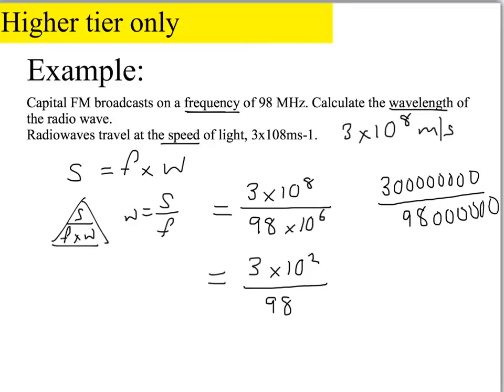And then we cancel. So we're going to get 1, 2, 3, 4, 5, 6, 1, 2, 3, 4, 5, 6, and we're left with 300 divided by 98. And we should get the same answer, which is 3.1 metres. Generally, when you're giving an answer, round to 1 decimal place.